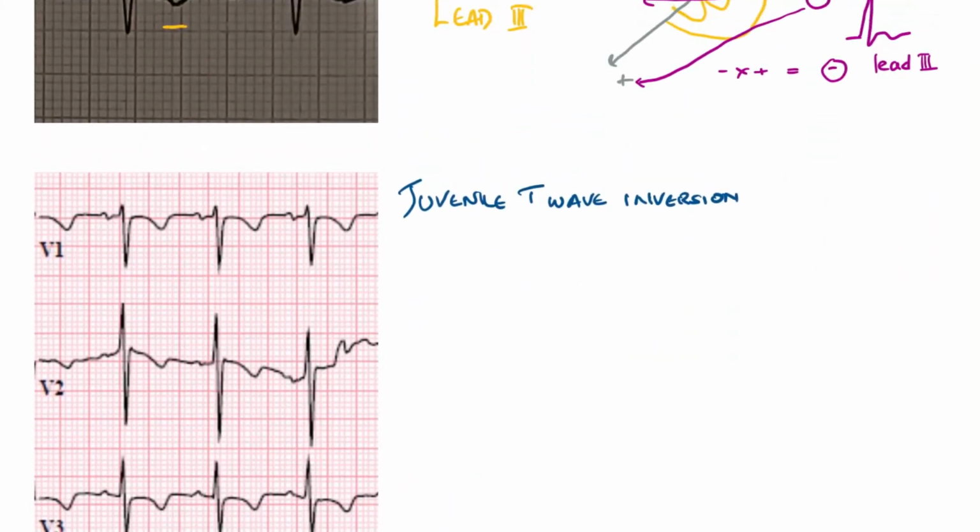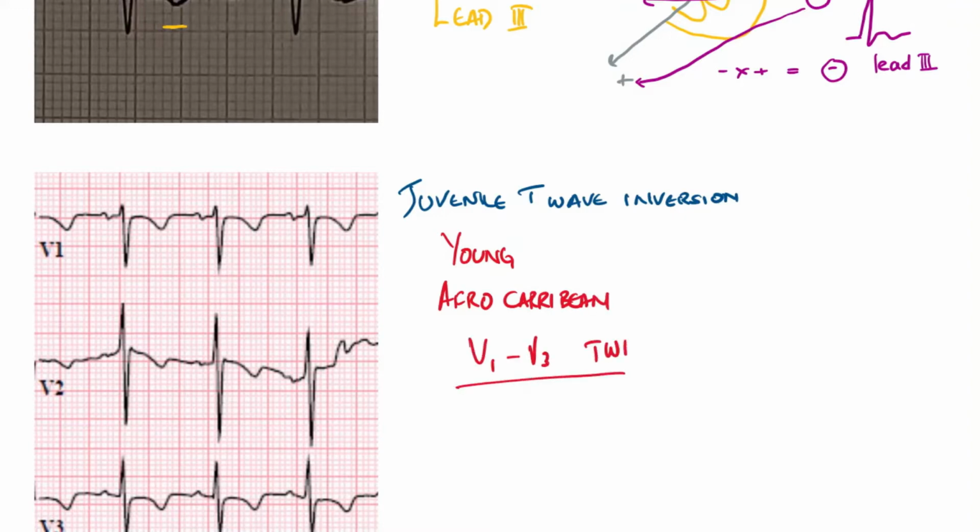The next one is juvenile T-wave inversion, in which T-wave inversion is occurring from V1 all the way to V3. This is usually seen in young people or Afro-Caribbean people, and this is a normal variant as well.